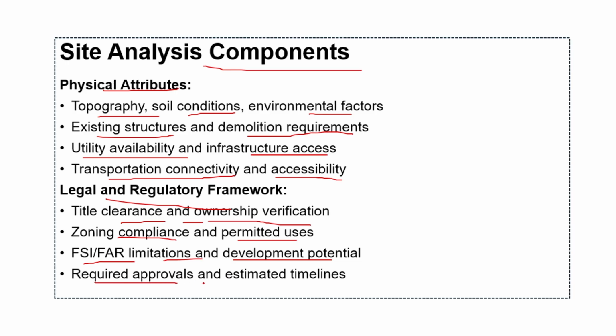And then required approvals and estimated timelines, we will have to find out if we are approved to make that building in there or not, because sometimes there are some special zones in which special circumstances apply. For example, a flood zone, a heritage zone, or maybe near the coast, a coastal zone. So there are different types of approvals which might be required, and so we have to check them and decide on the estimated timeline. So this will be part of your site analysis components.